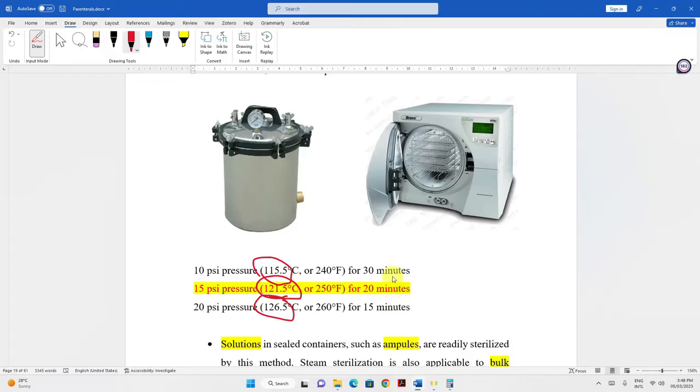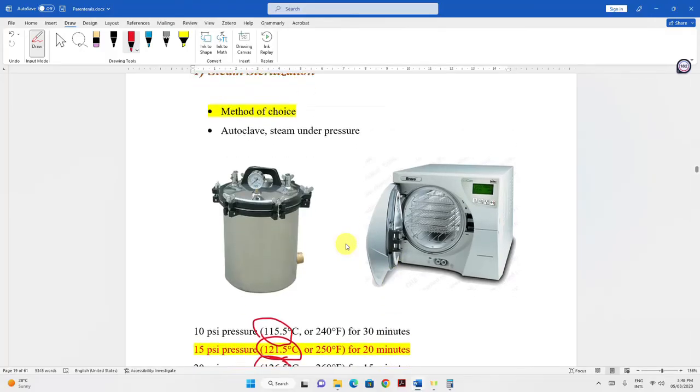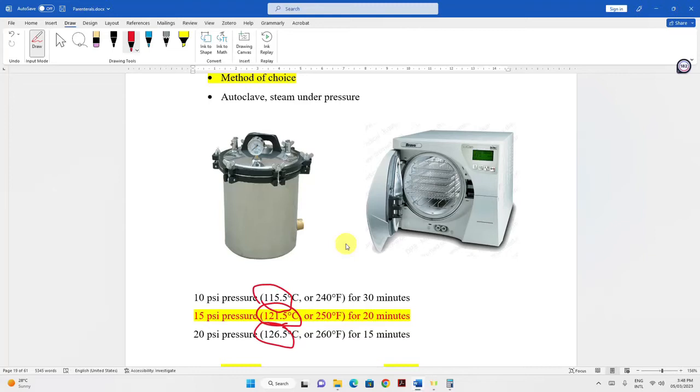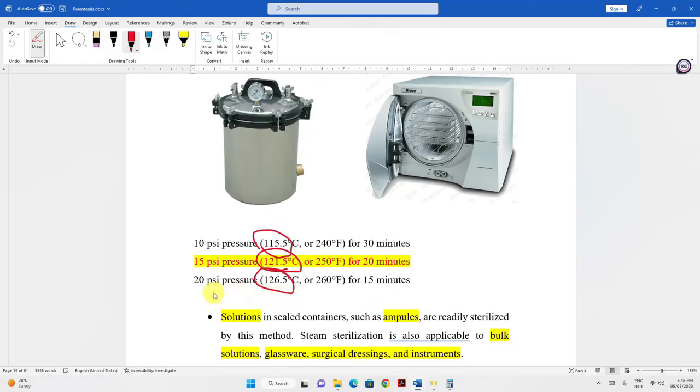Okay, but let's say that steam sterilization is the method of choice. We increase the pressure in order to attain higher temperature and therefore less time. Of course, we don't want to go higher up the temperature because this might also affect the materials that you are trying to sterilize.